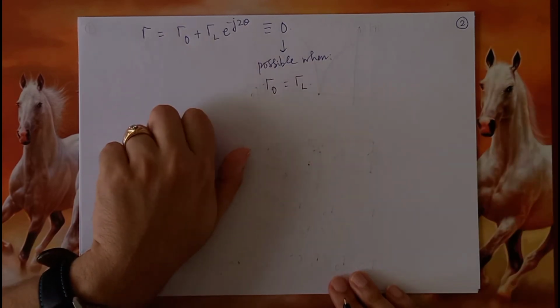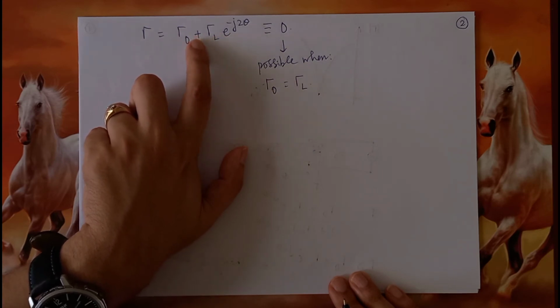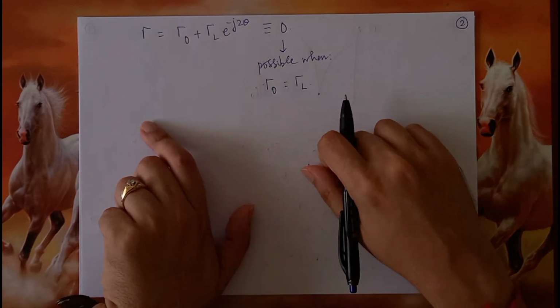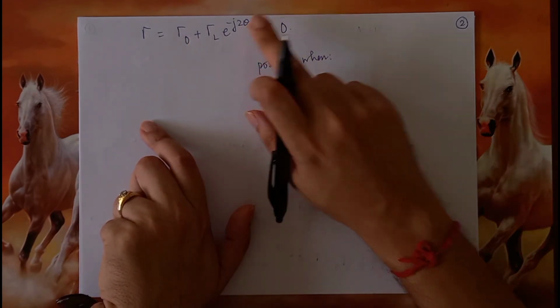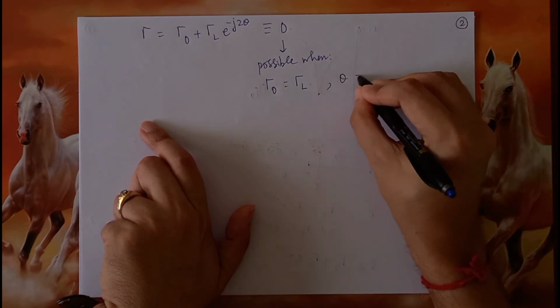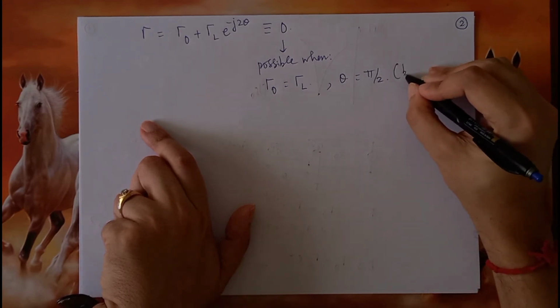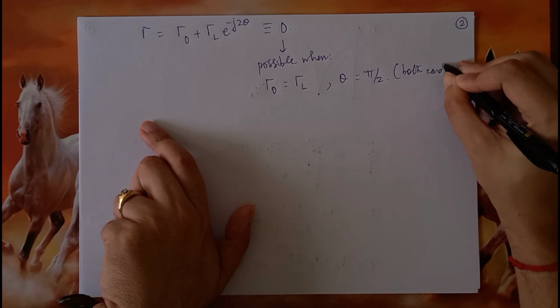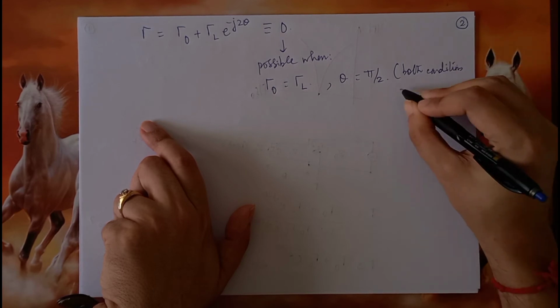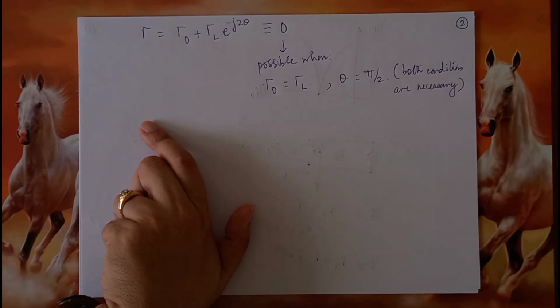And not just this, even if gamma 0 and gamma L are equal, it's not enough. We essentially need to make this plus sign turn into a minus sign, and that is only possible when theta becomes equal to any odd multiple of pi by 2. So let us say we will choose the first odd multiple, that is pi by 2. So I'll say both conditions are necessary. Both conditions are necessary.